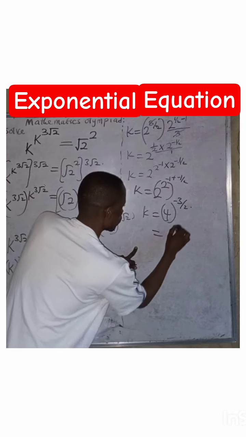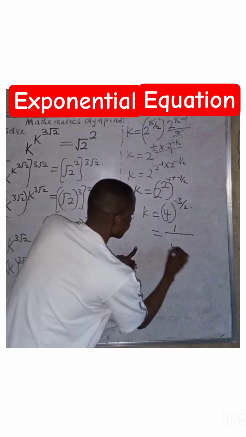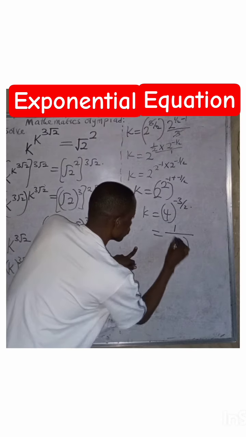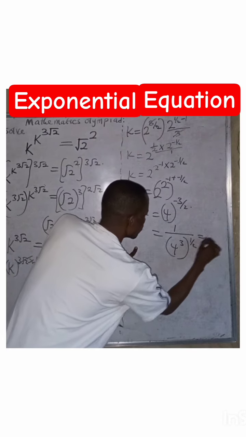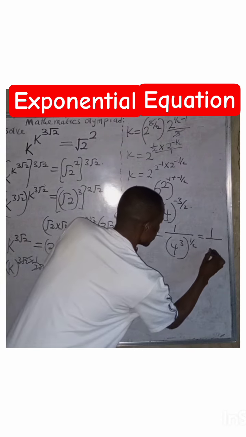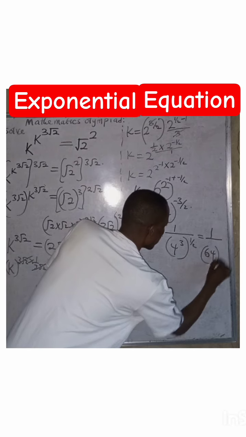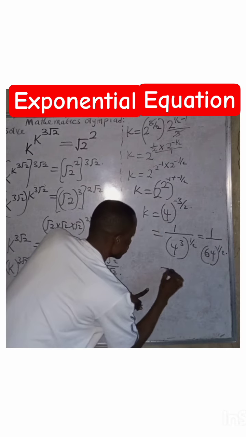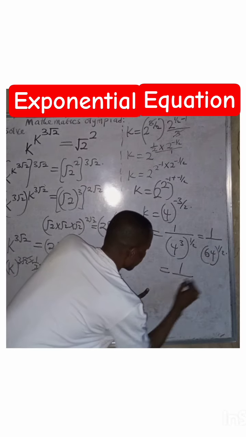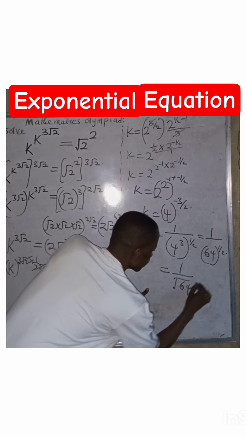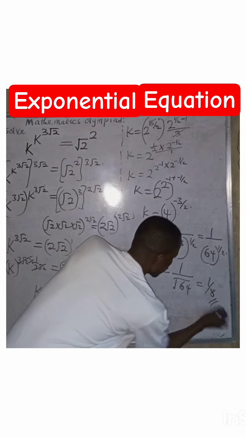So this gives us what? 1 all over 4 raised to power 3 into half. This gives us 1 all over 64 raised to power half, which is the same as 1 all over the square root of 64. That will give us 1 over 8. That becomes our final answer.